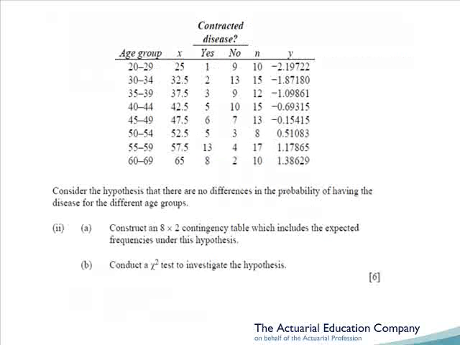In part 2, we have to construct an 8x2 contingency table to test that there's no difference in the probability of having the disease for different age groups. Now, it may be tempting to use the P you just calculated in part 1 and carry out a chi-squared goodness of fit test with that P. Whilst this actually gives the same expected values, the question very clearly asks us to construct a contingency table. And that simply tests that there's no association between the two variables.